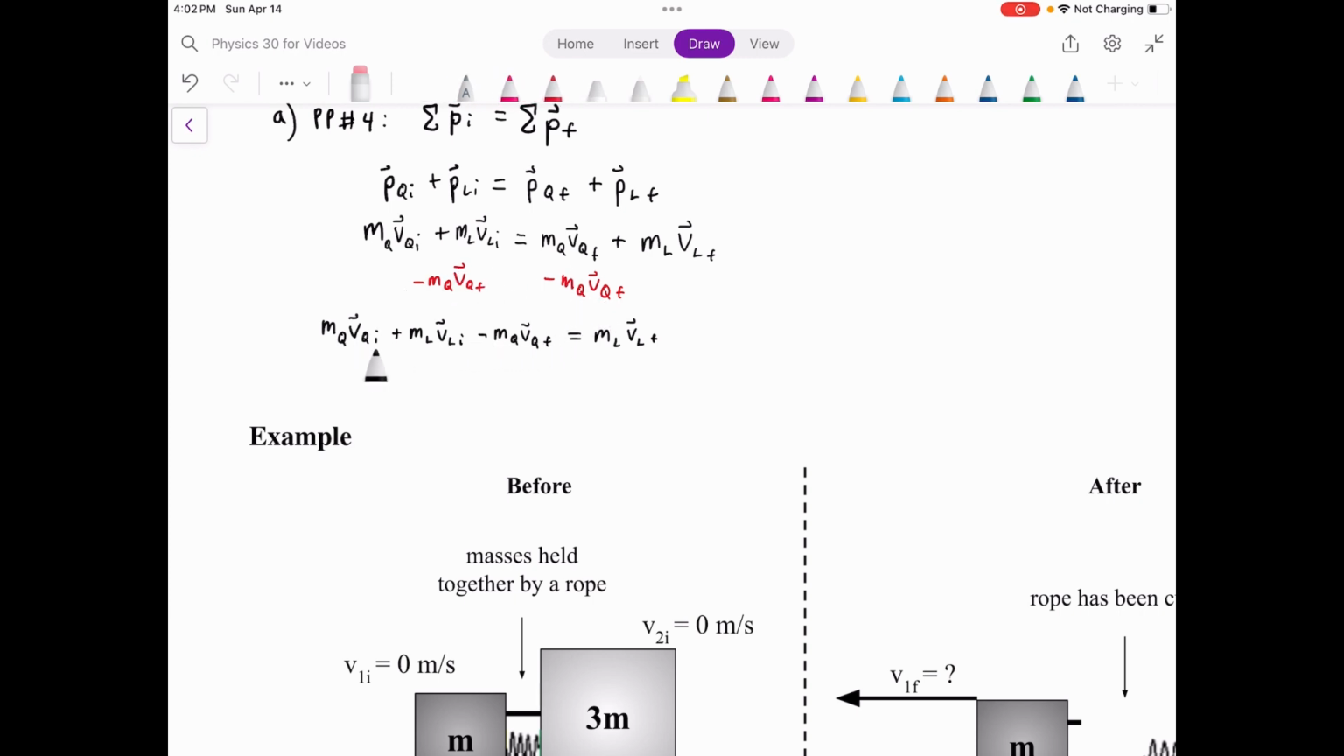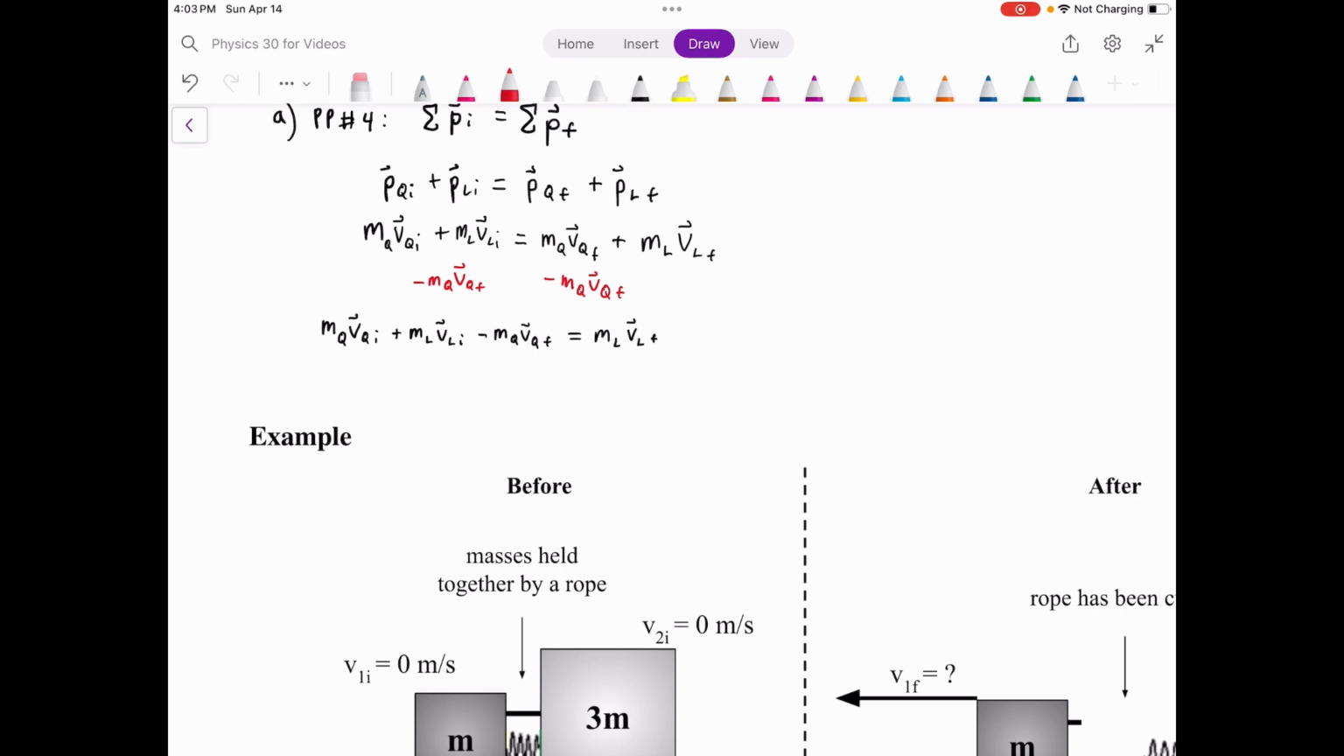This actually makes a ton of sense because look, this right here represents the total initial momentum, right? And we're saying if we take away the quarterback's final momentum, what we should be left with is the linebacker's final momentum. Well, that makes sense because we know the total initial has to equal the total final, but the total final is split between the quarterback and the linebacker. So take the total initial, that's the same as the total final, and take away whatever of the final is with the quarterback, and you're left with what must be in the linebacker. Okay, anyway, we're continuing to isolate the velocity of the linebacker final.